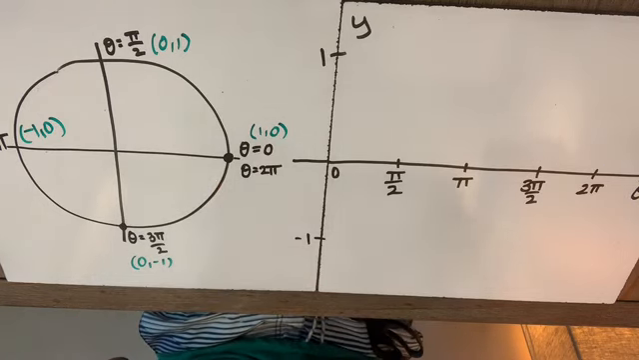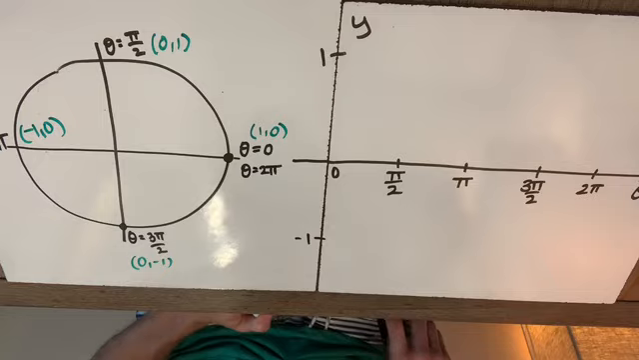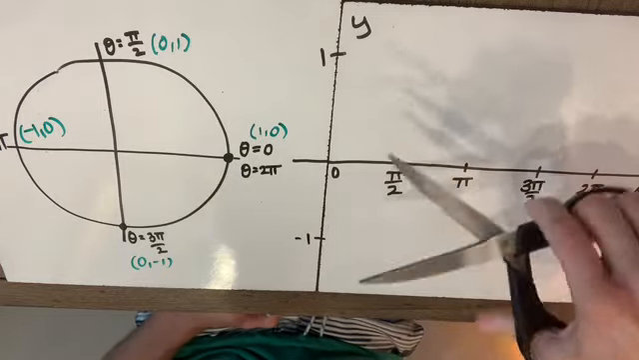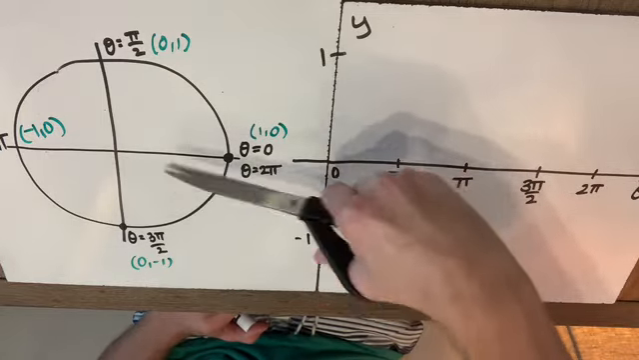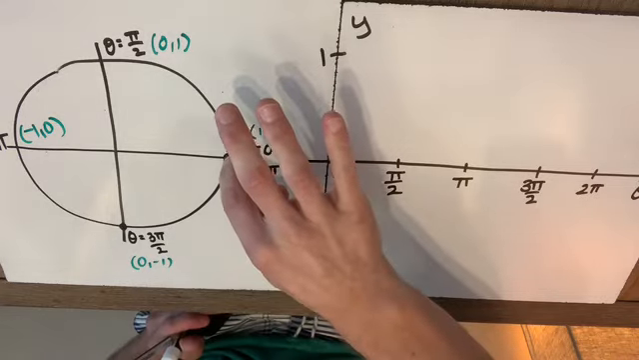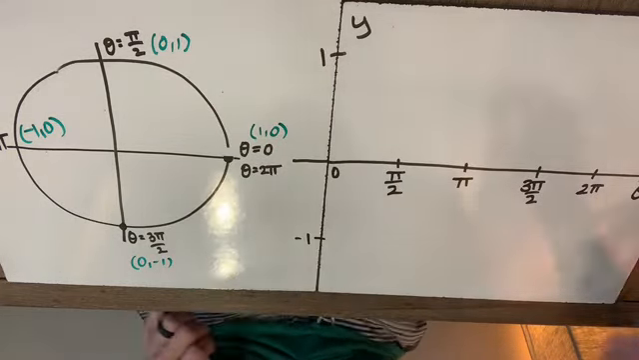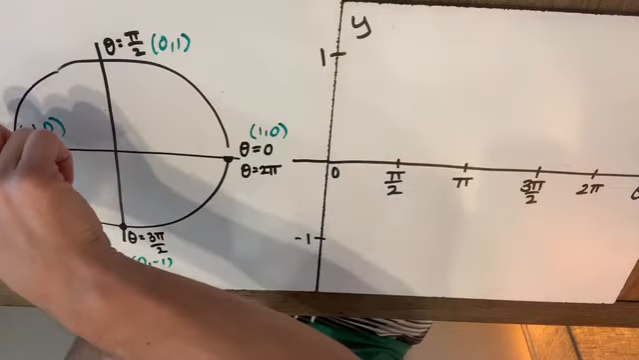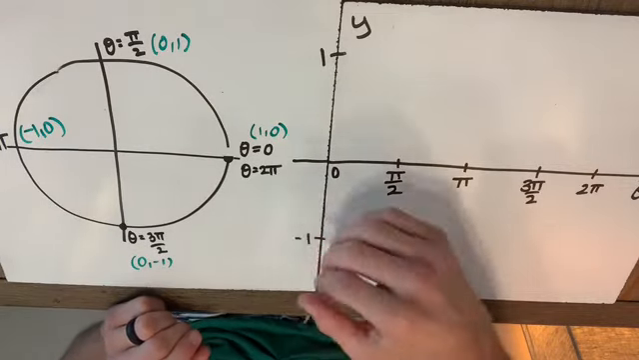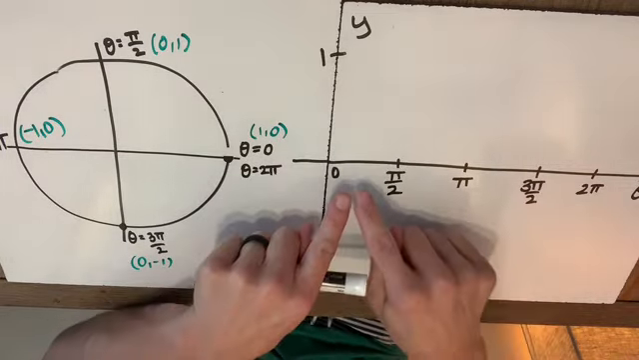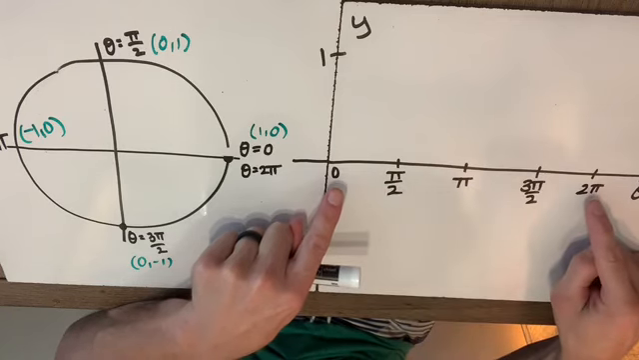All right. So what I'm going to do now is I'm going to take my scissors and cut this unit circle right there, right at 0 radians or 0 degrees. And then I'm going to unroll the unit circle. So 0, pi over 2, pi, 3 pi over 2, 2 pi. I've unrolled it in a straight line.